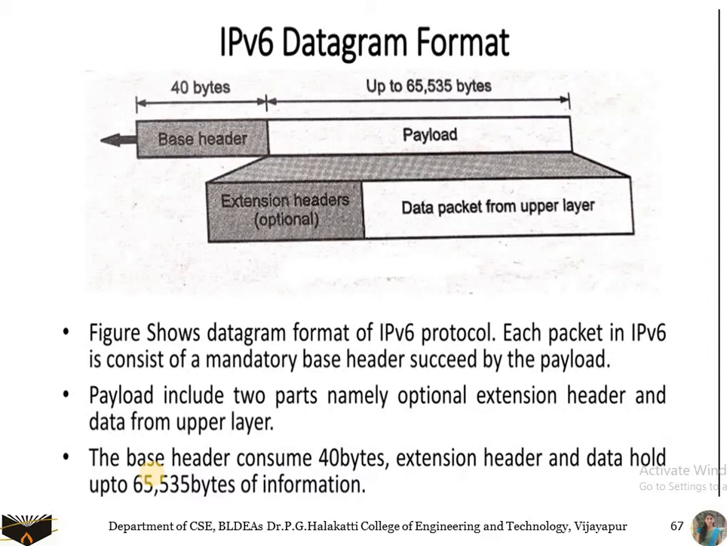So here the figure shows the datagram format of the IPv6 protocol. Each packet in IPv6 consists of a mandatory base header succeeded by the payload. Next, the payload includes two parts, namely the optional extension header and data from the above layer. The base header consumes 40 bytes, and the extension header and the data hold up to 65,535 bytes of information. If the optional headers are not included, then this value is going to be 0, and the entire payload is up to 65,535 bytes. So the payload size depends upon the extension header size, which is an optional field.